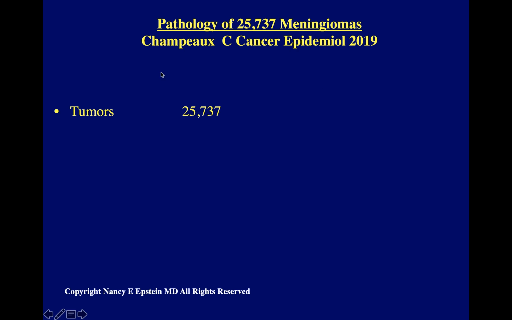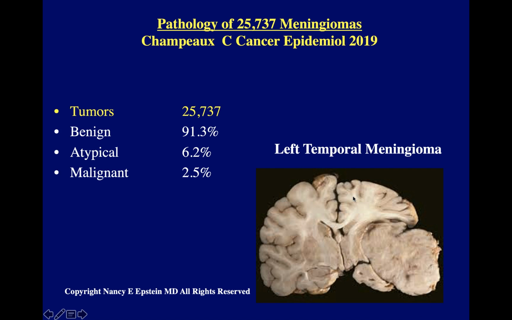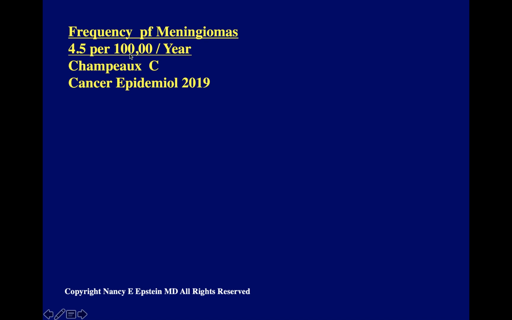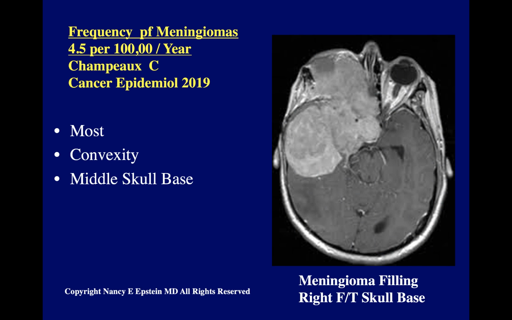Pathology for these 25,000 meningiomas: benign lesions 91%, atypical lesions 6.2%, and malignant lesions in 2.5% of cases. So here's an example of a left temporal meningioma seen on post-mortem pathological specimen. The frequency of meningiomas: 4.5 per 100,000 per year in Champeau's study 2019. Most involve the convexity or the middle skull base, and here's a meningioma filling the right frontal temporal skull base.